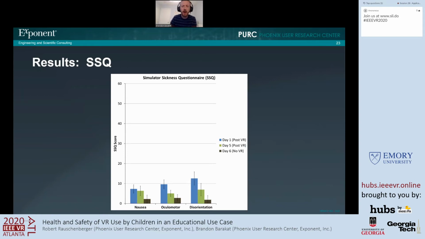And then for the SSQ, if you compare the post-VR measures on day 1 and day 5, they're definitely numerically higher than, say, the non-VR day. So it does suggest that they are having some sort of simulator sickness-related effects to some degree. But if you're familiar with SSQ scores, and if you compare this across other studies, these are actually pretty low scores even on day 1 and day 5 of VR. Usually these scores range in the 20 to 50 range for cybersickness. So not too concerned about those scores, and they seem to be transient in any case.